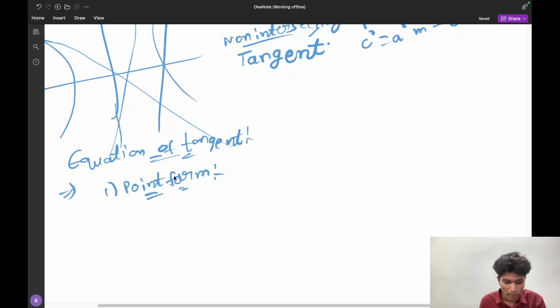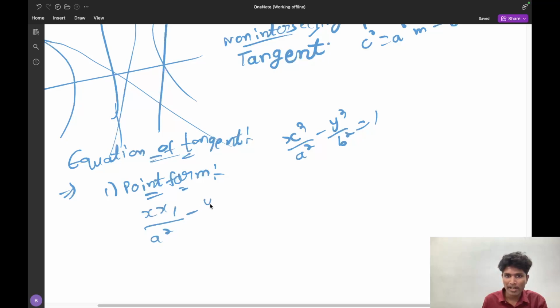The first form is point form. In point form, if you observe, the equation of the hyperbola is x square by a square minus y square by b square is equal to 1. The point form of the tangent will be x x1 by a square minus y y1 by b square minus 1 is equal to 0. And next is the parametric form.